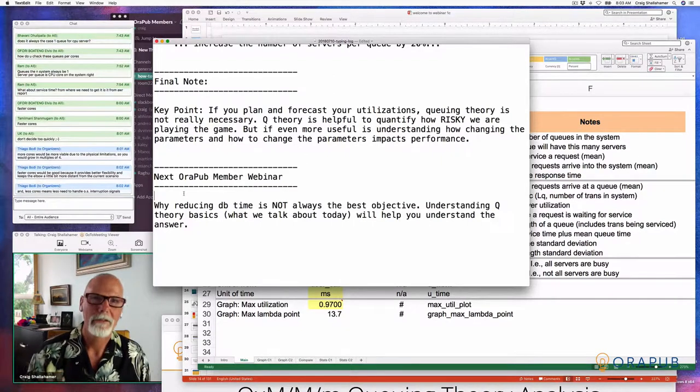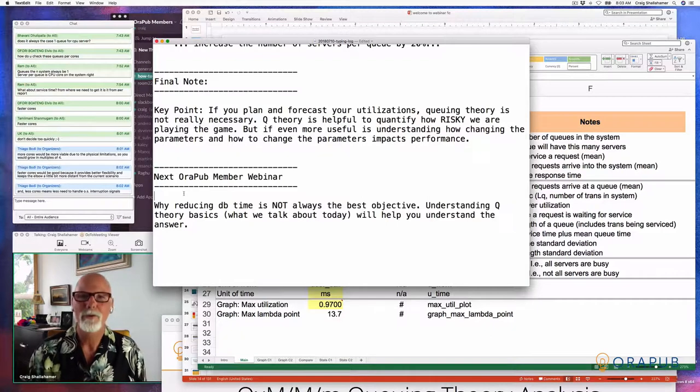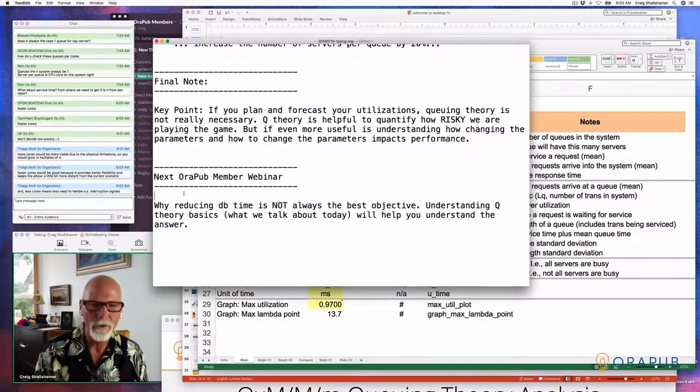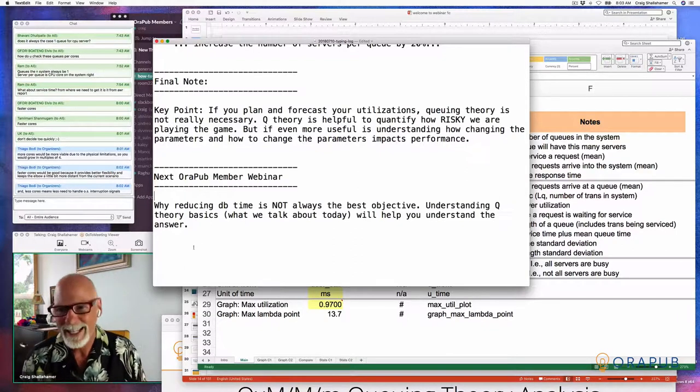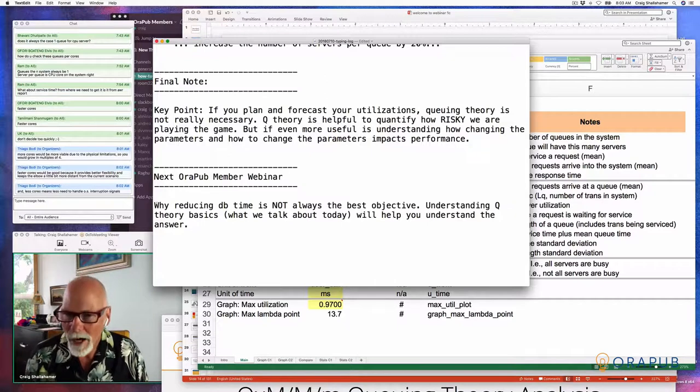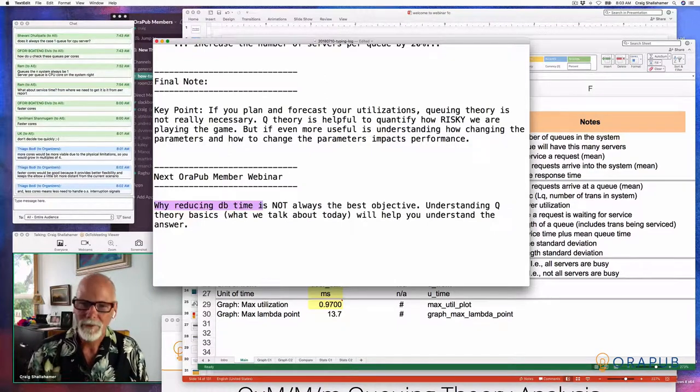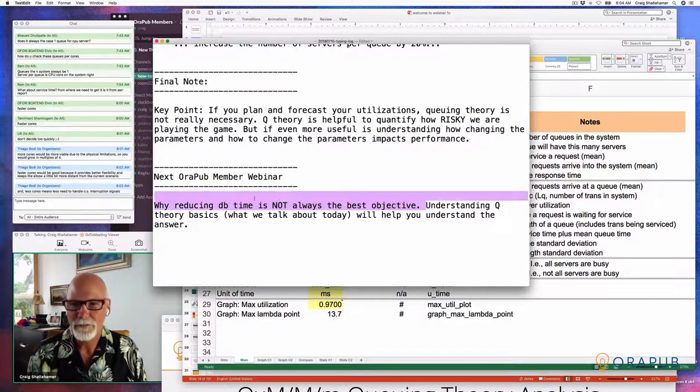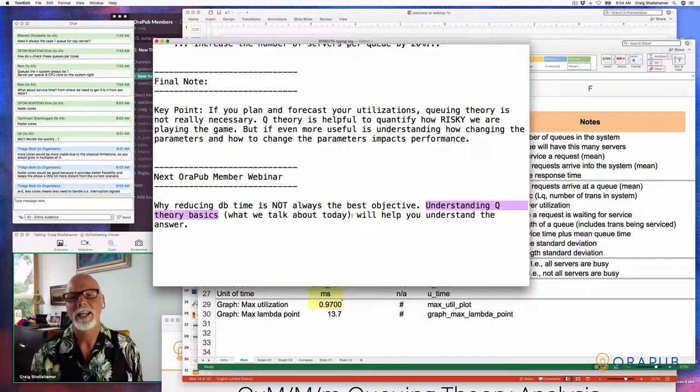But if you've listened to me closely, I say usually we want to reduce the time, but not always. There is an exception to the rule, and I rarely take the time to explain it. I do in the AWR LVC, because it gets us into a whole other discussion: why reducing DB time, the big piles of time, is not always the best objective. If we understand some queuing theory basics, like what we talked about today, it's going to help us understand why we don't always go for less time. Now we're set up to answer that question.